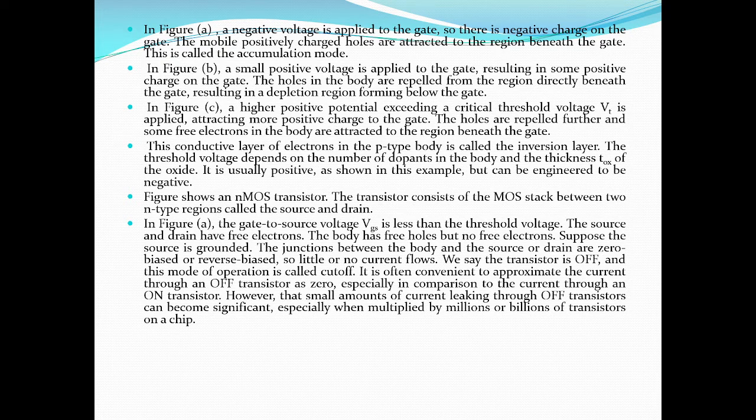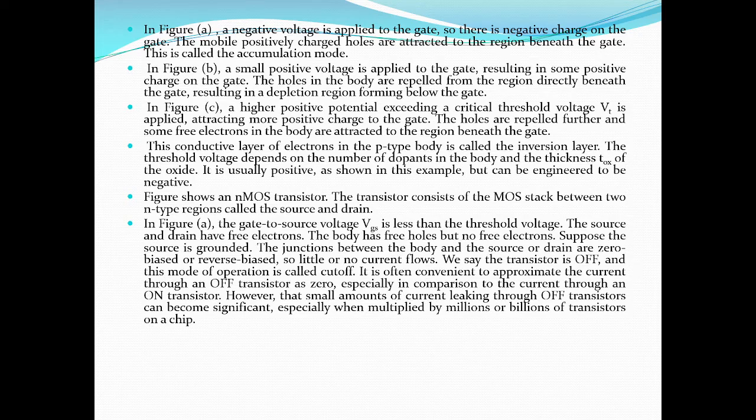The threshold voltage depends on the number of dopants in the body and the thickness of the oxide, T-ox. This parameter is important, and we are going to use it in further derivations. It is usually positive as shown in this example, but it can also be negative. In the figure we show an NMOS transistor.